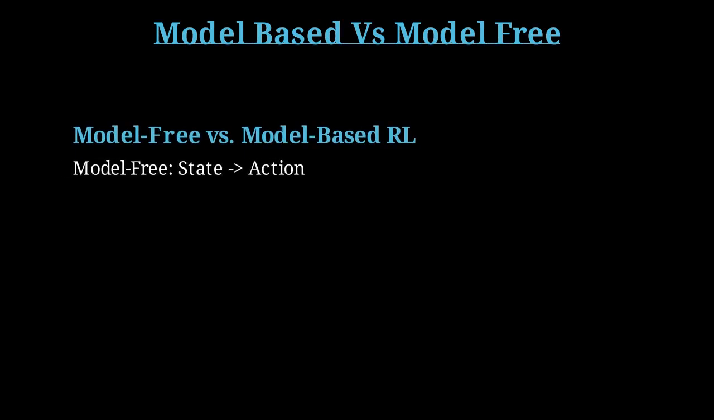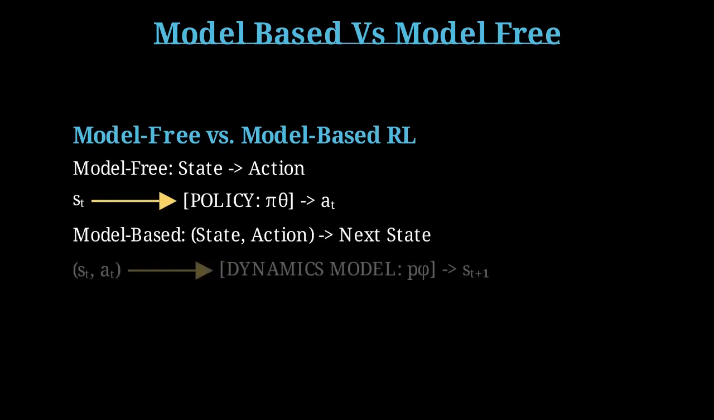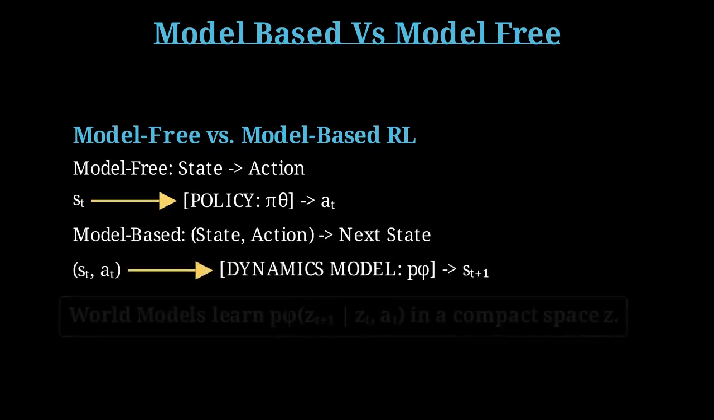Reinforcement learning is broadly divided into two paradigms. Model-free methods, like DQN or PPO, directly learn a policy or a value function. They are robust but learn through brute force correlation.